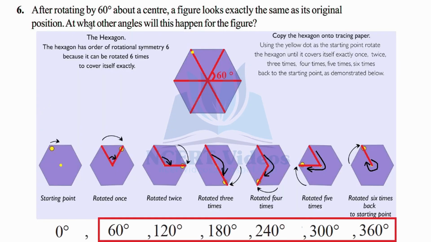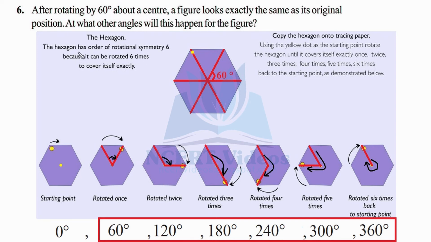This question focuses on the angle of rotation in case of order of rotational symmetry. It is saying that after rotating by 60 degrees about the center, a figure looks exactly the same as its original position. So whenever we see 60 degrees, a hexagon strikes in our mind because it has 60 degrees as angle of rotation. Why? Because the angle at a point is 360 degrees. It has 6 sides, therefore 360 over 6 is 60 degrees.